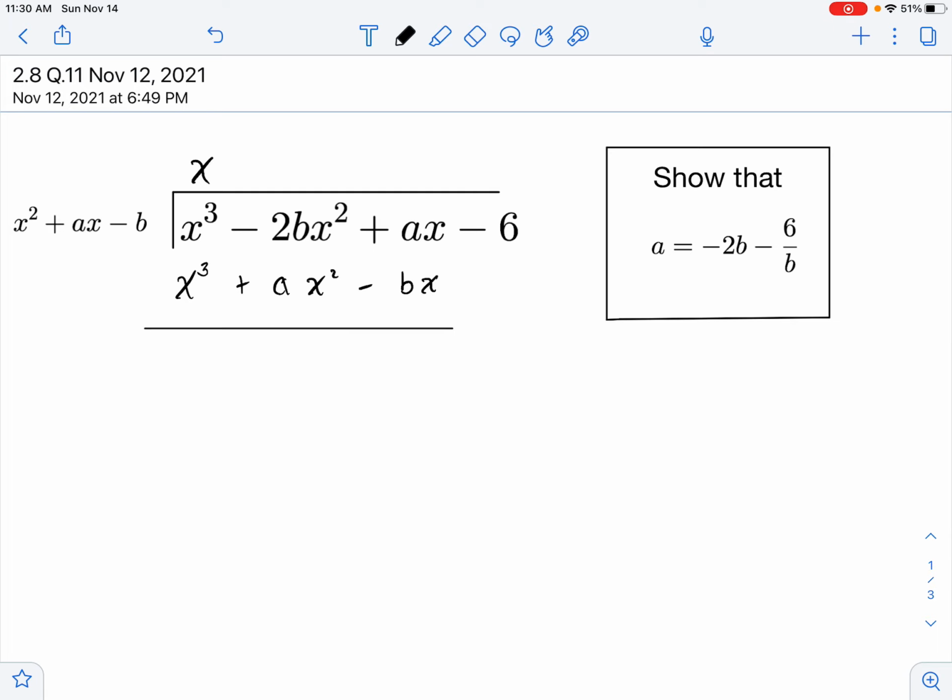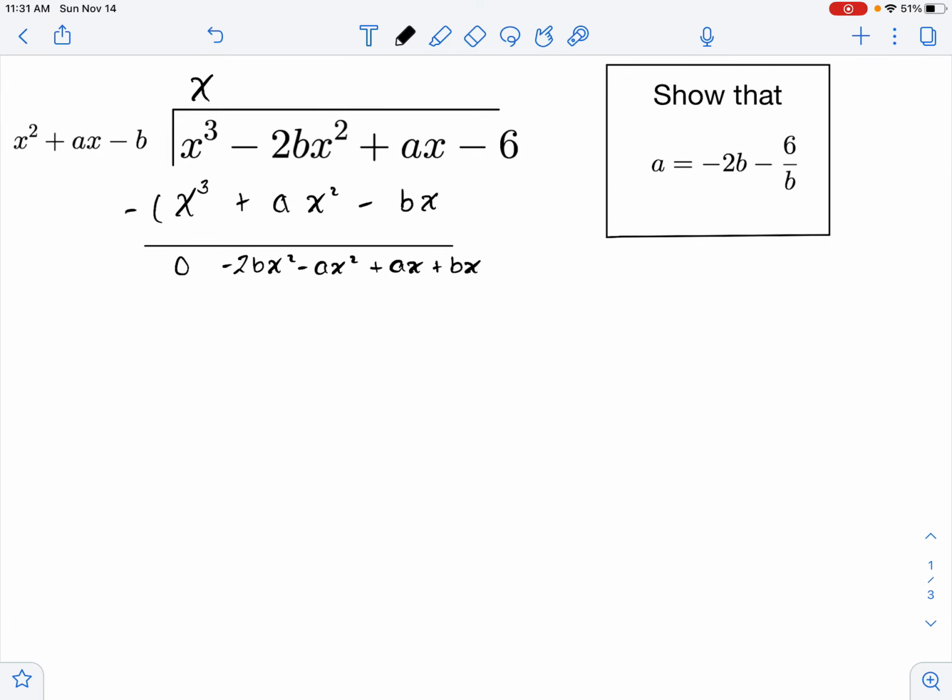And, as I always do, I'm now going to subtract. All I get here is 0. Minus 2bx squared minus ax squared. So I'll write that as minus 2bx squared, subtract ax squared. That's those two terms. I will combine those in a moment. And then I have ax minus negative bx. So I have positive ax, subtract negative bx, so that's a double negative, so that's plus bx.